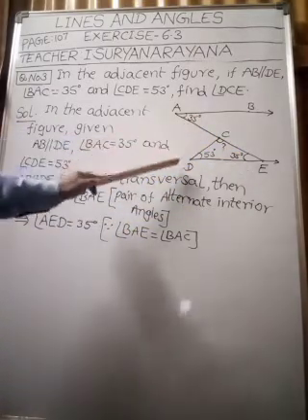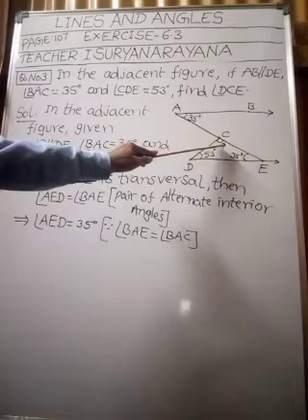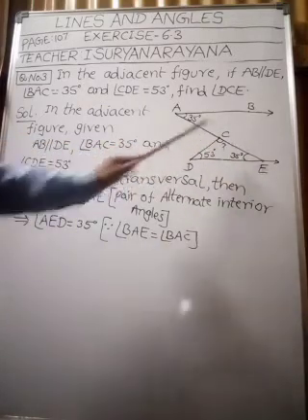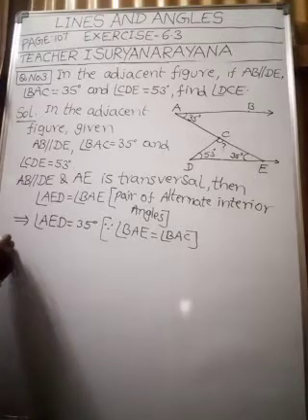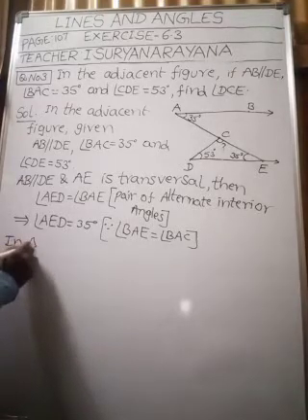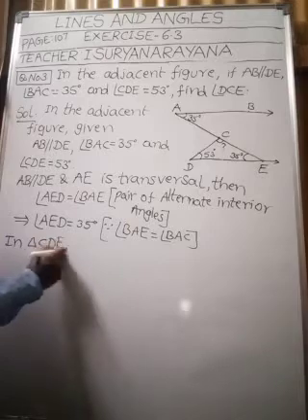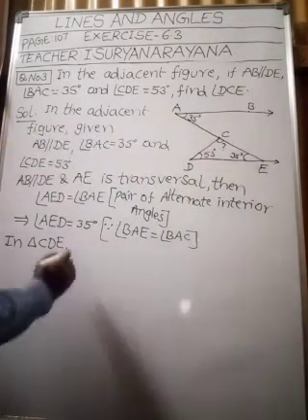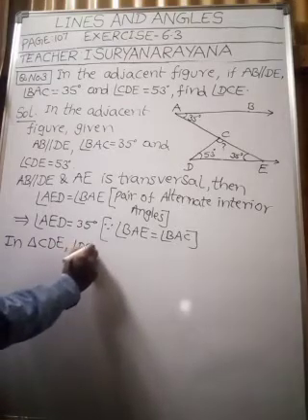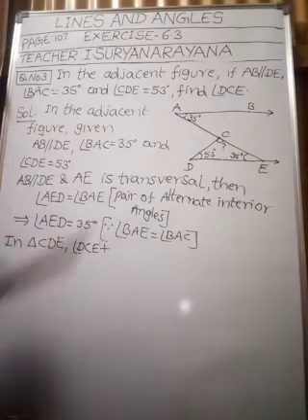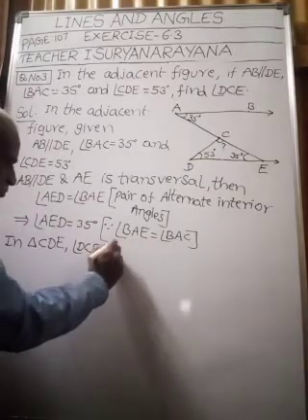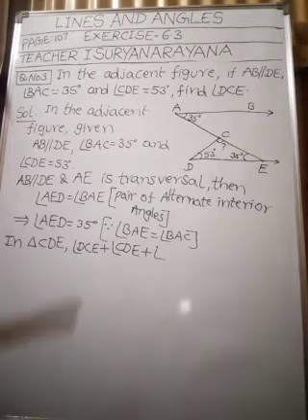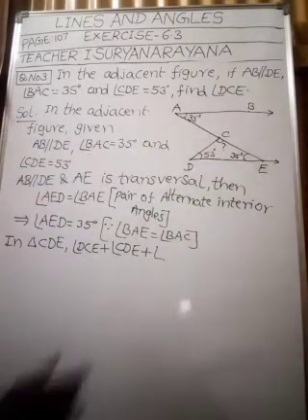Now come to the triangle CDE. We have to find the angle DCE. So to find this angle, let us take the triangle CDE. In triangle CDE, angle DCE plus angle CDE plus angle DEC.